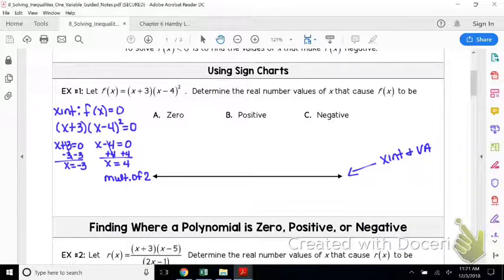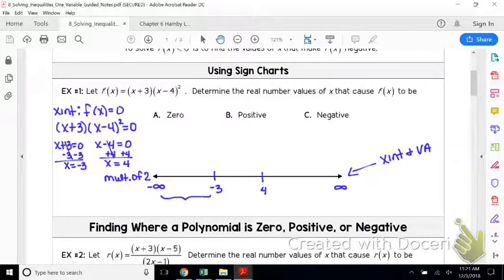All right, so we have x-intercepts at negative 3 and 4. So I'm going to set up my number line, and I'm going to put my infinities on my number line. So that's what we're going to do here, we're creating intervals. Okay? And so we have those 3 different intervals.